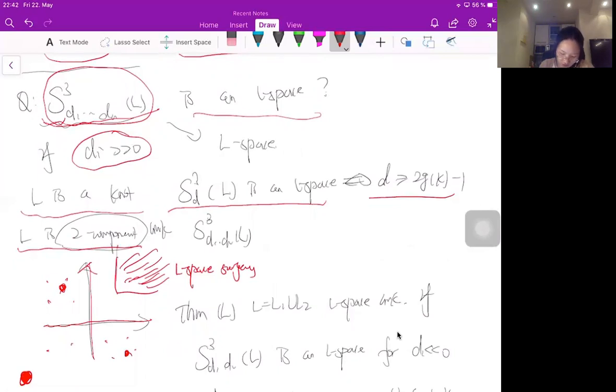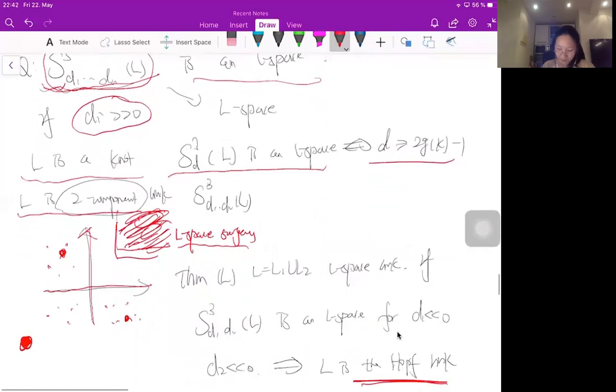So by the definition, when D1 and D2 are both very large in this quadrant, this will give you some L-space surgeries. But you don't know about surgeries in other places. However, there's some nice result saying that we can get information about the link by observing the surgery three-manifold.